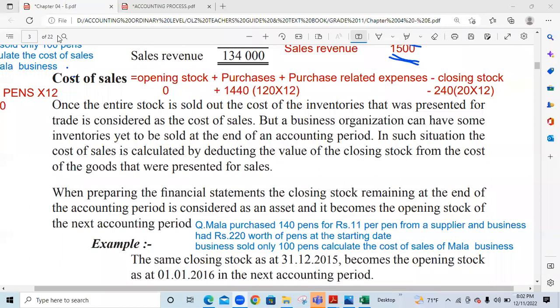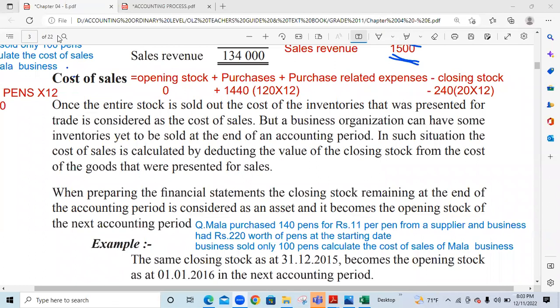Okay, now guys, let's do this method. You need 2 minutes more. Okay, quickly. Now guys, here they have given the opening stock. You all have to find the closing stock. They haven't given how many pens are remaining. Can you all tell me how many pens are remaining at the end?